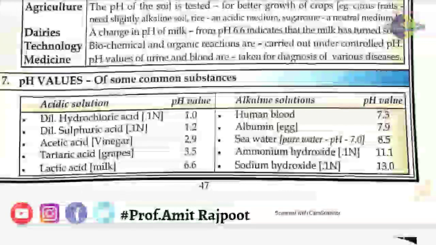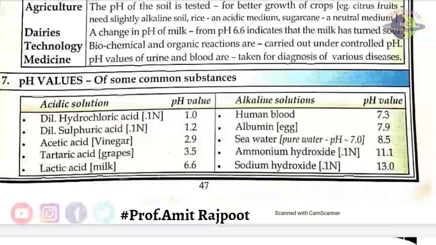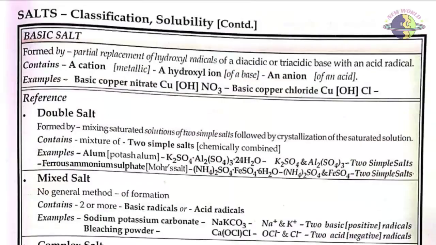There are two types: acidic solutions and alkaline solutions. In acidic solutions, you can see dilute hydrochloric acid having pH 1, dilute sulfuric acid having pH 1.2, acetic acid (vinegar) having 2.9, and lactic acid having 6.6. In alkaline solutions, human blood has a pH of 7.3, egg albumin has 7.9, seawater has 8.5, ammonium hydroxide has 11.1, and sodium hydroxide has 13.0.